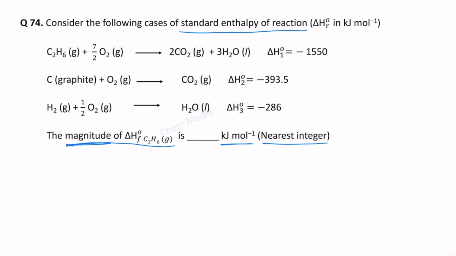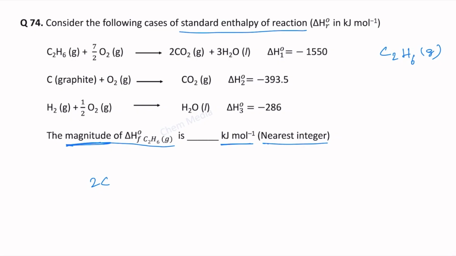Now, the standard heat of formation or standard enthalpy of formation of a compound is defined as the change in enthalpy that takes place when 1 mole of a compound is formed from its elements present in their standard states under standard conditions. So, this means we have to consider 1 mole of C2H6 gas. How can we get 1 mole of C2H6 gas?